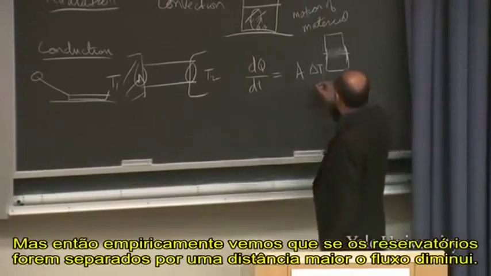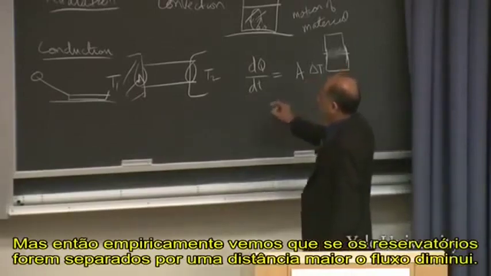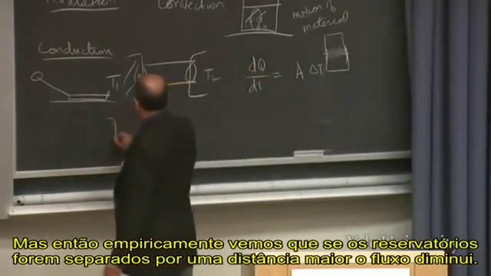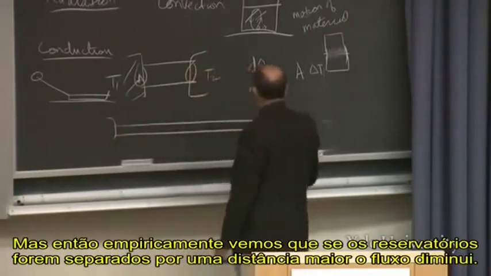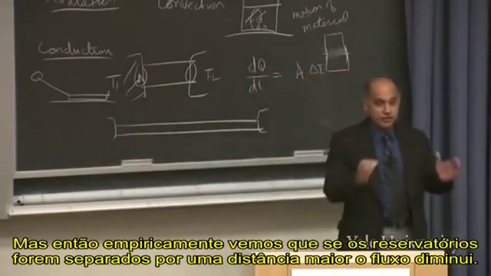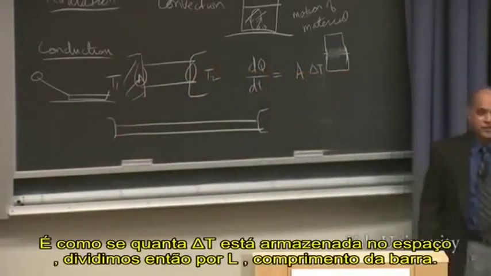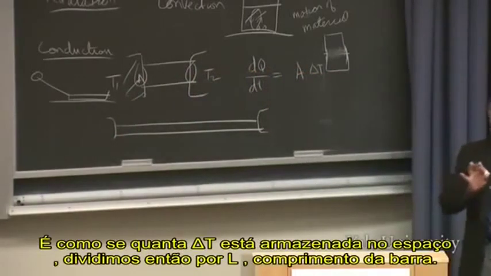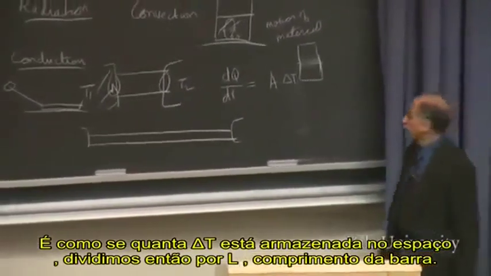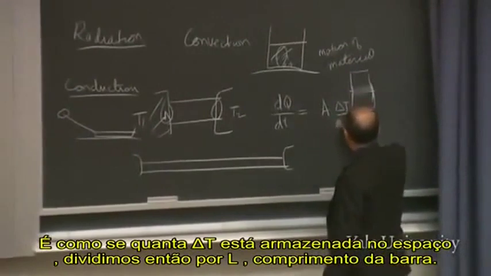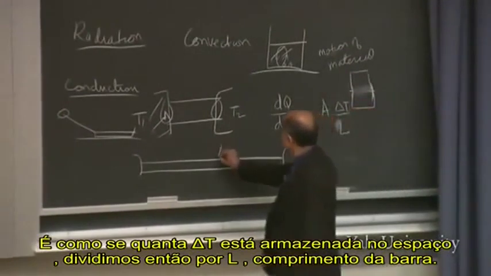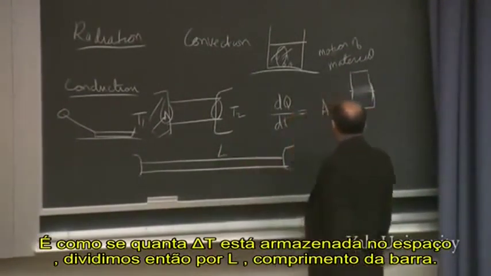But then we find as an empirical fact that if these two reservoirs were separated by that distance, then the heat flow is a lot less than when they're closer. It seems to depend on how much temperature difference is packed in spatially. So you want to divide by delta x, which is not infinitesimal. It's the length of the rod separating the hot and cold ends.